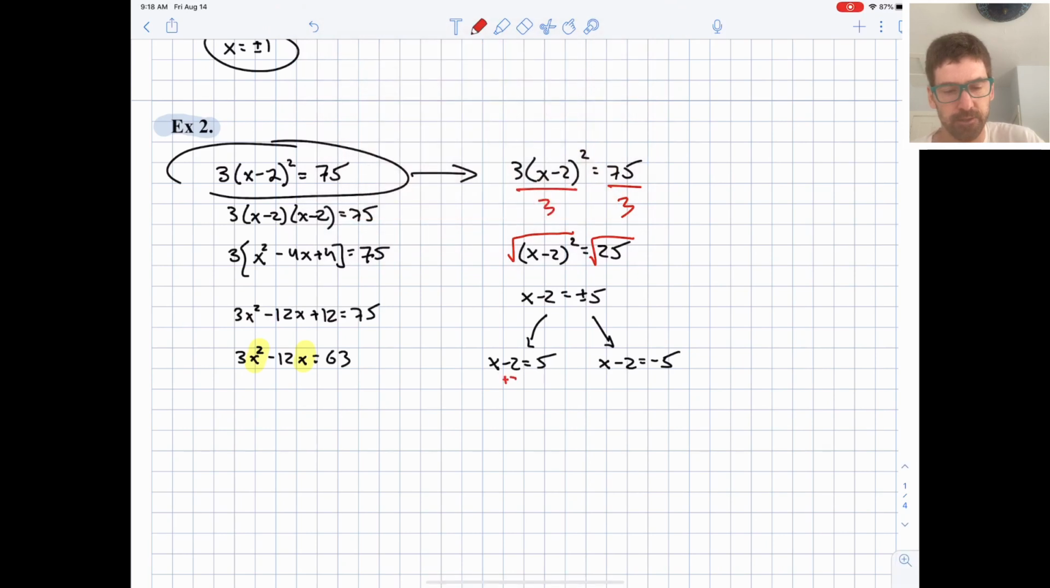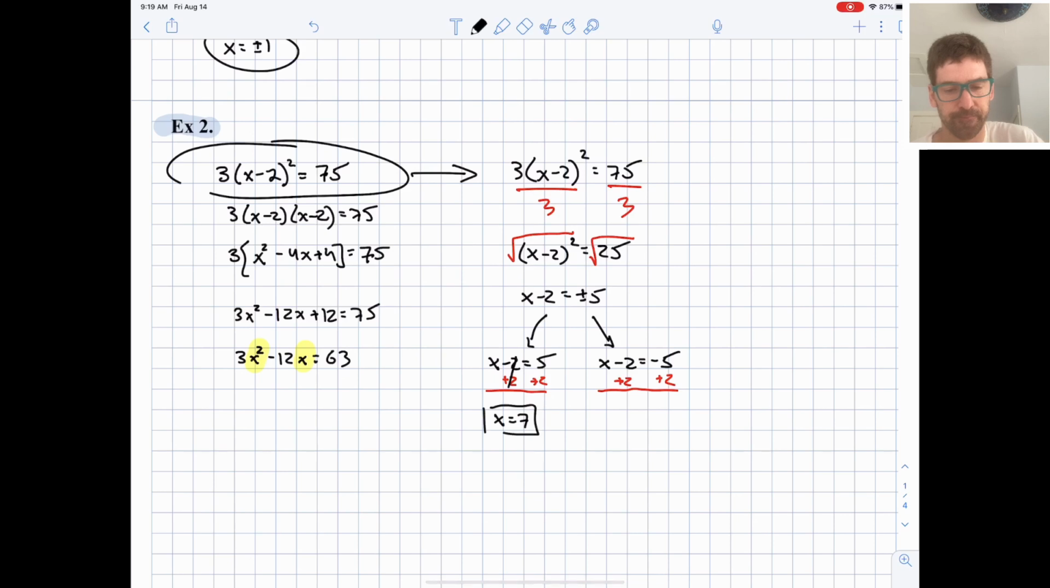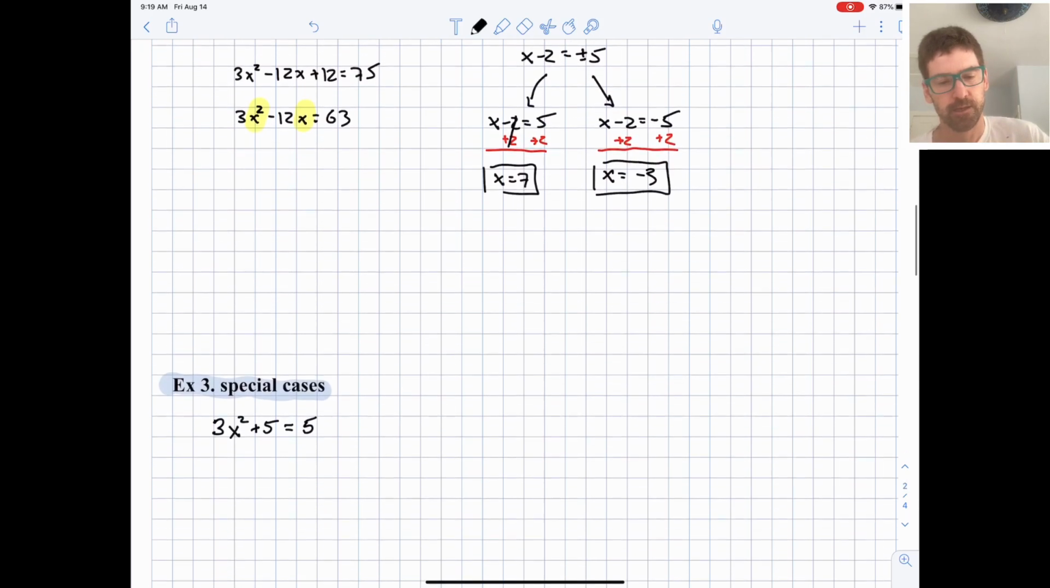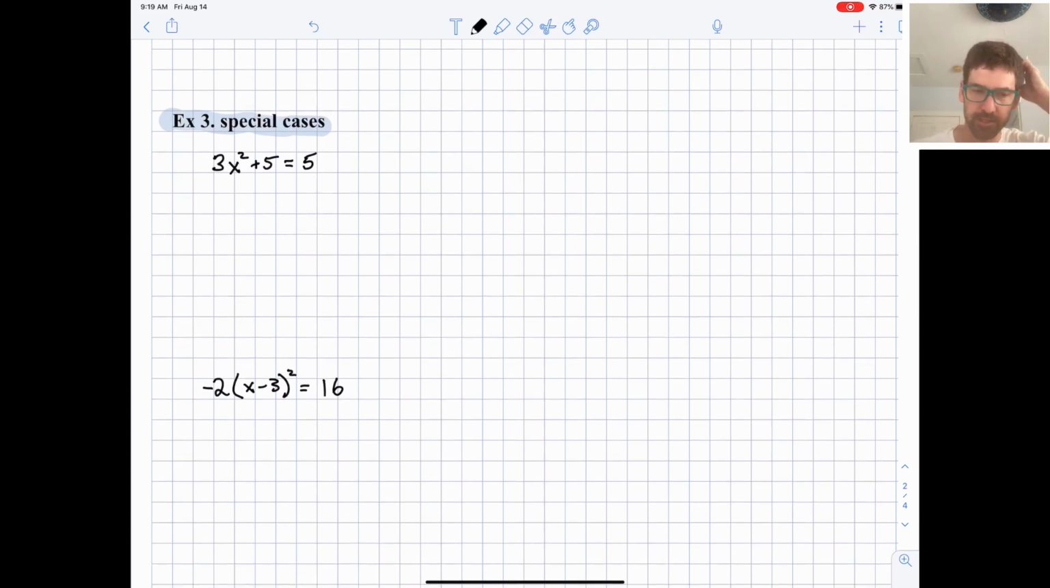Okay, so we can add 2 to both sides. And here we could also add 2 to both sides. And let's see what we get. X equals 7. And x equals negative 3. So those are our answers, x equals 7 or negative 3. All right, moving on. We have a couple special cases to look at, and then we'll wrap up this video.